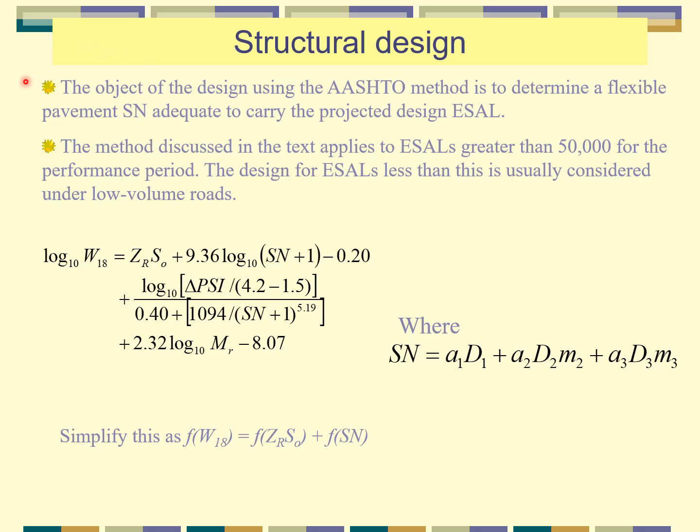Structural design. The object of the design using the AASHTO method is to determine a flexible pavement structural number adequate to carry the projected design equivalent single axle load. The method discussed in the text applies to equivalent single axle loads greater than 50,000 for the performance period. The design for equivalent single axle loads less than this is usually considered under low volume roads.